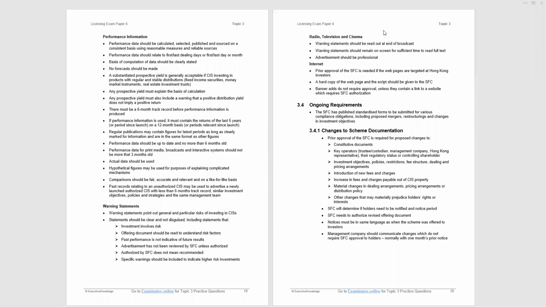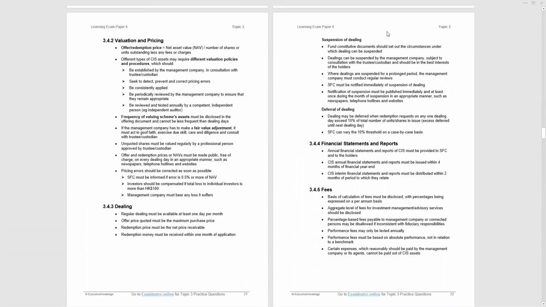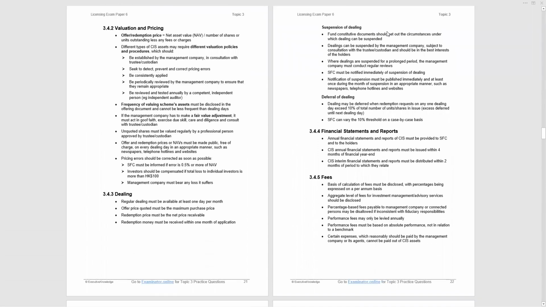Continuing with material on the code and unit trusts and mutual funds as part of topic 3, paper 6, we were looking at ongoing requirements of a scheme being authorised by the SFC, and we saw that under 3.4.1, changes to any scheme documentation require the prior approval of the SFC. And continuing the ongoing requirements, valuation and pricing of a scheme.